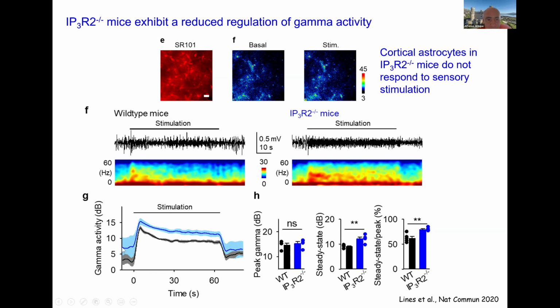But we see here with the IP3 receptor 2 knockout mice, we also have this increase in the gamma activity and then the reduction. But if we compare the peak versus the steady state of the gamma activity, which reflects the sensory adaptation, we can observe that in the IP3 receptor 2 knockout mice, this sensory adaptation is much reduced, suggesting that the astrocytes are contributing to the regulation of the neural network involved in the sensory adaptation.